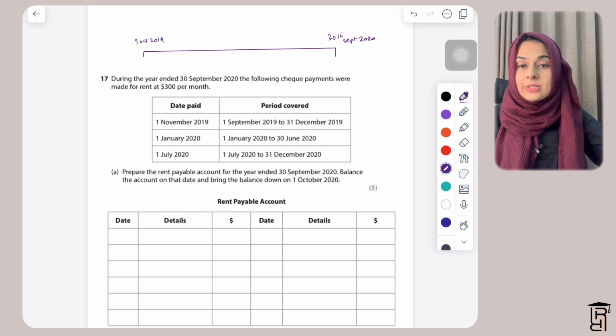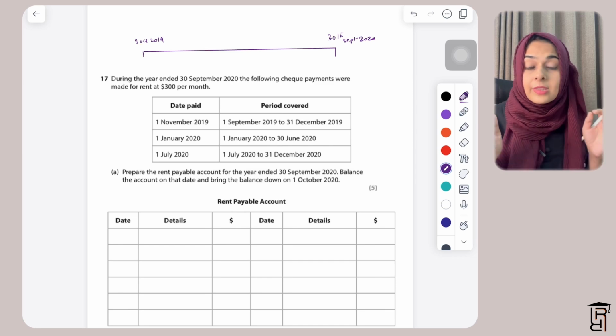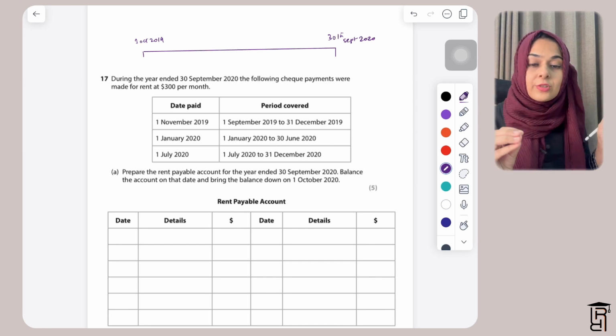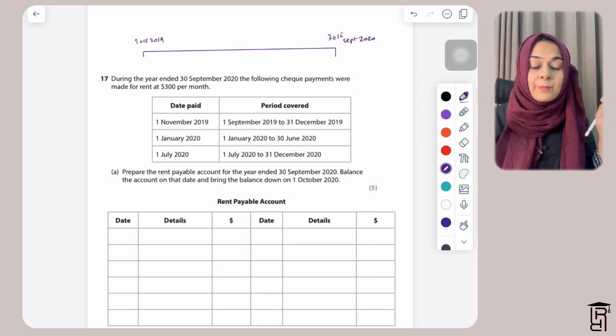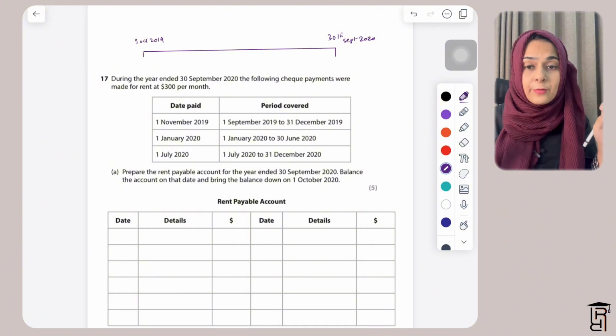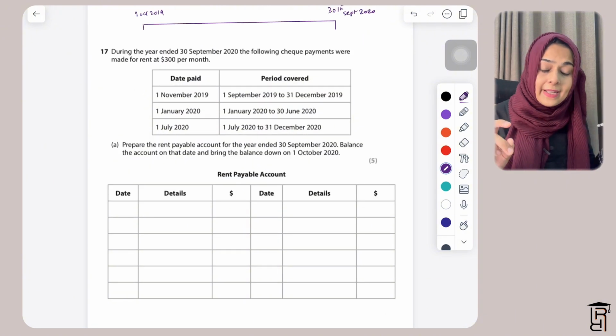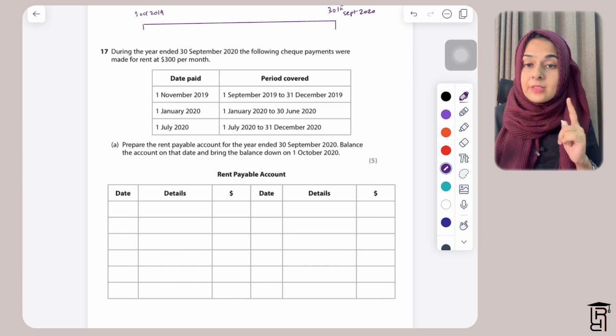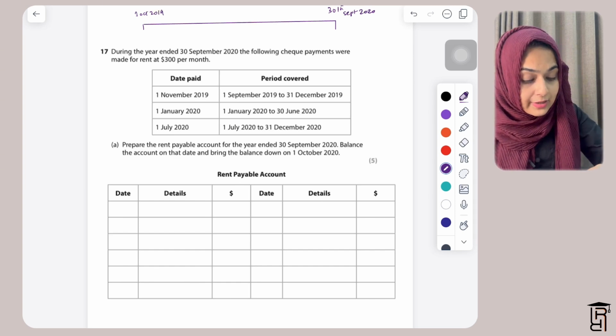So what you need to do is record the payments on the debit side of the rent payable account, because you know the double entry. Whenever we pay rent, whenever we are paying for an expense, we credit the bank account. So hence we need to debit the expense account here. So I'll write here bank.